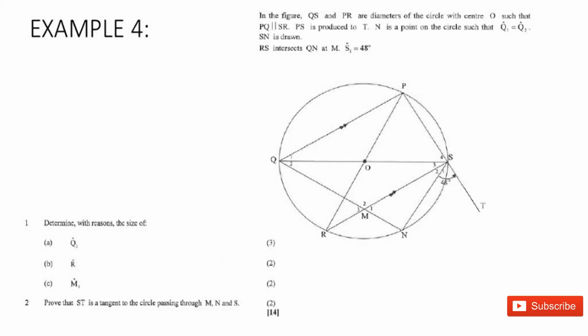Example 4, let us read what the question is asking from us. So example 4 says, in the figure, QS and PR are diameters of a circle with center O such that PQ is parallel to SR. PS is produced to T. N is a point on the circle such that Q1 is equal to Q2. SN is drawn. RS intersects QN at M, and S1 is equal to 48 degrees. So that is the information that we have been given.